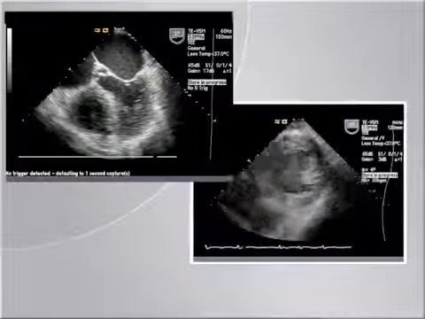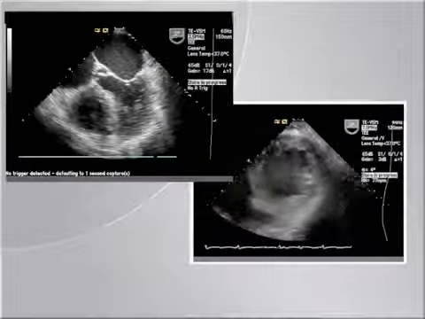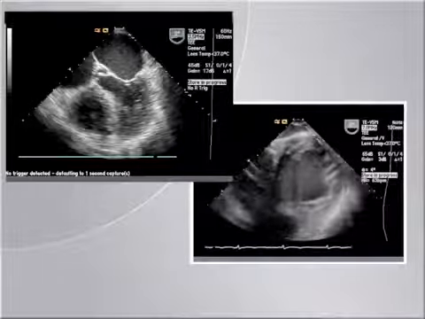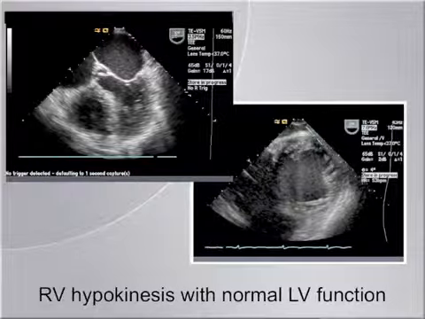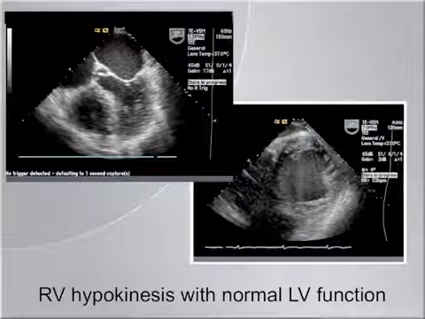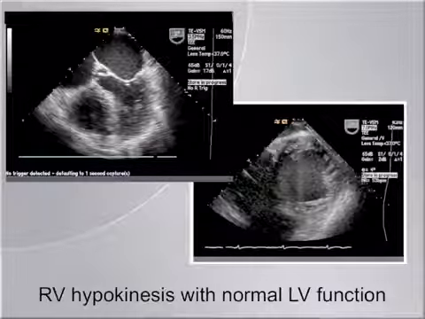Assess the wall motion in the following patient. In this patient, LV function is normal, but RV function appears at least moderately to severely hypokinetic.